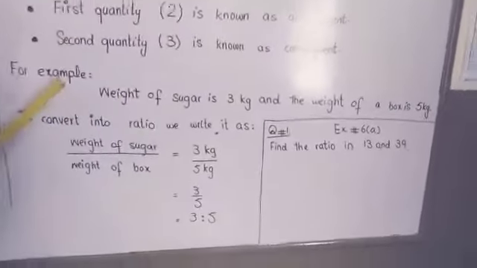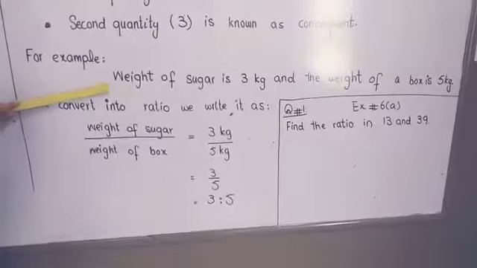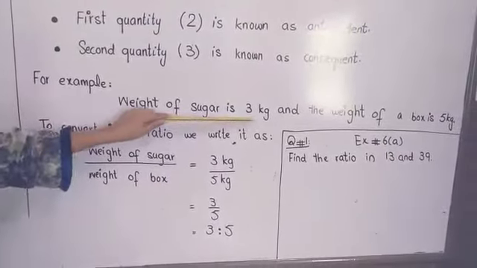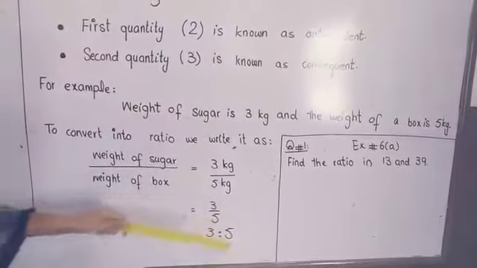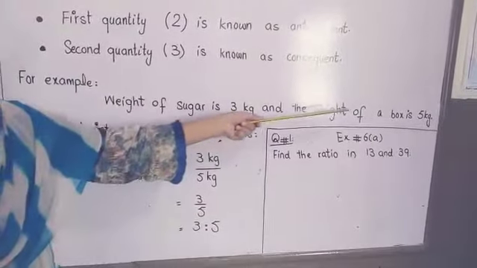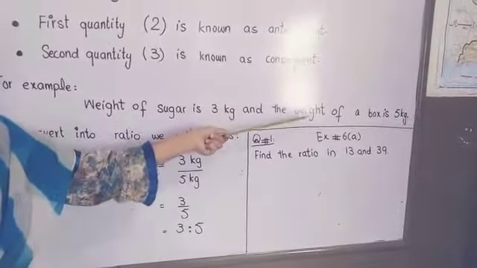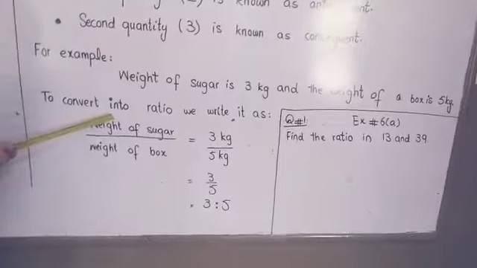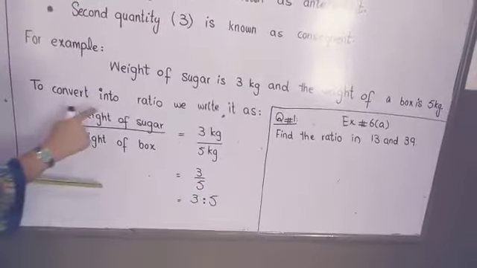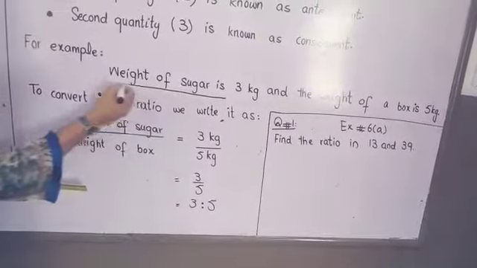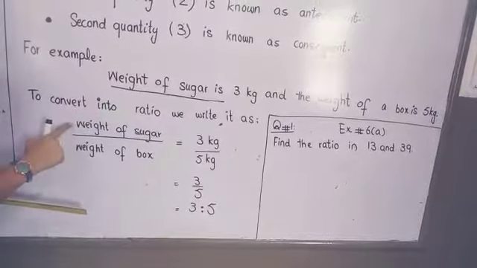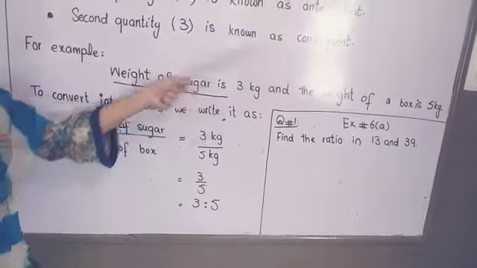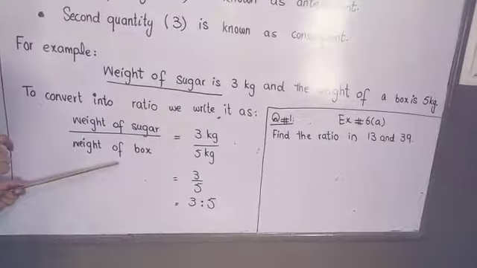For example, if we want to convert this example into ratio, for example, the weight of sugar is 3 kg. This is given in the statement. And the weight of the box is 5 kg, which is also given. We have to convert it into ratio. To convert it into ratio, we will write it as, this was the first quantity, weight of sugar. So I have written it on the line. And the weight of box is the second quantity, so I have written it below the line.